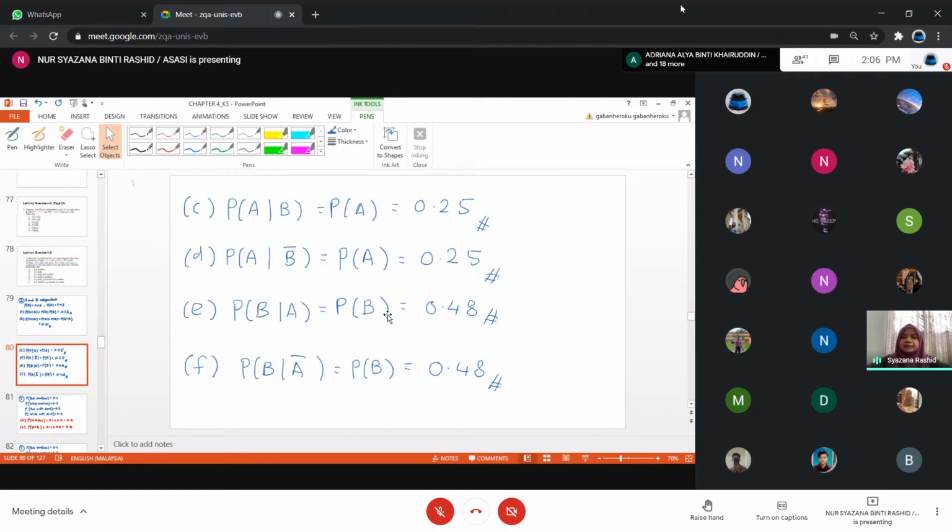If let's say you didn't use this and you used the complete conditional formula, you will actually get the same answer. Like in C, you use the formula probability of A intersect B divided by probability of B, and you will also get 0.25. It's just a bit more work. You have to find the intersection of A and B and then divide by the probability of B. But you will get the same answer.